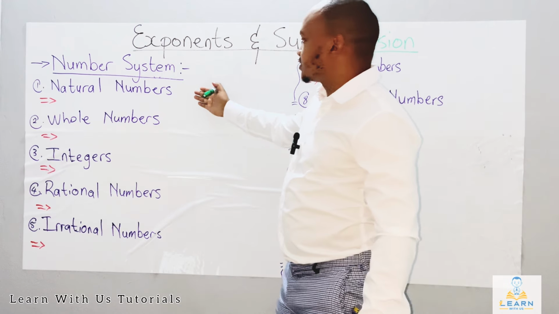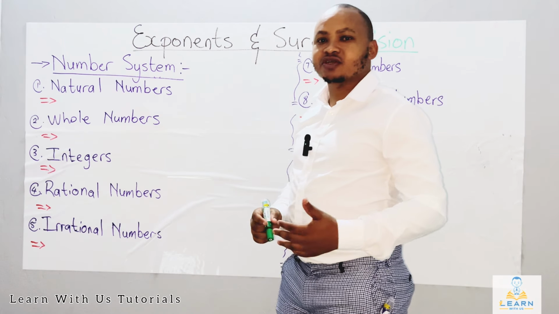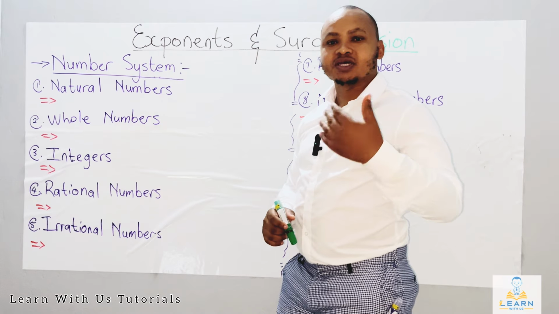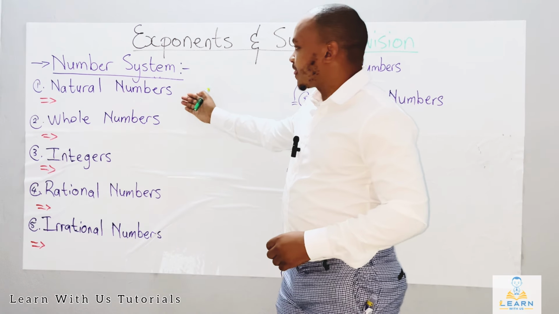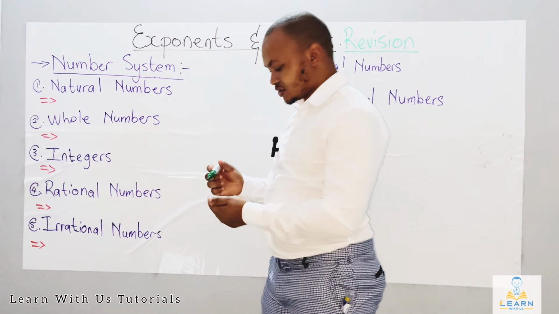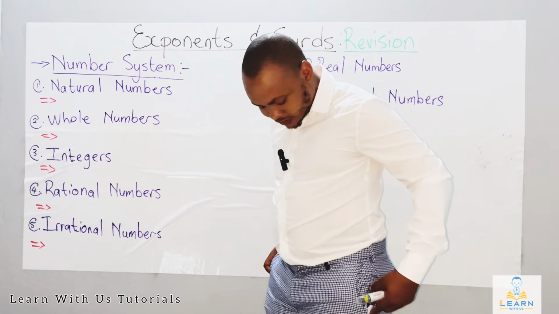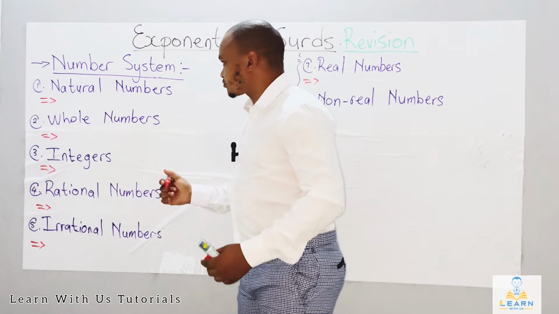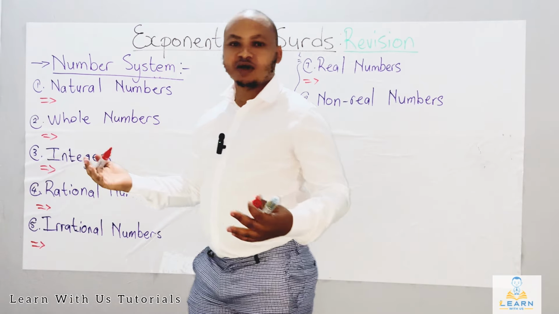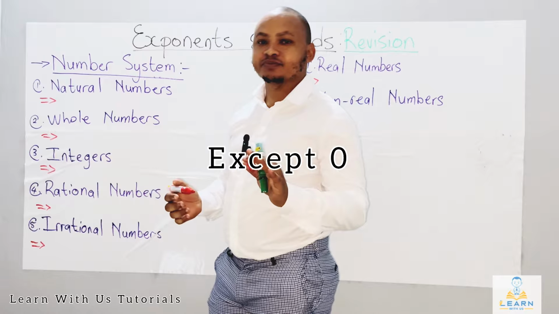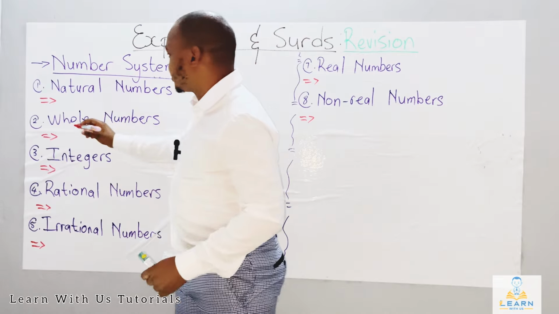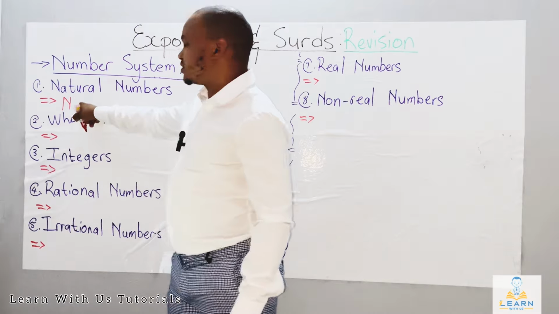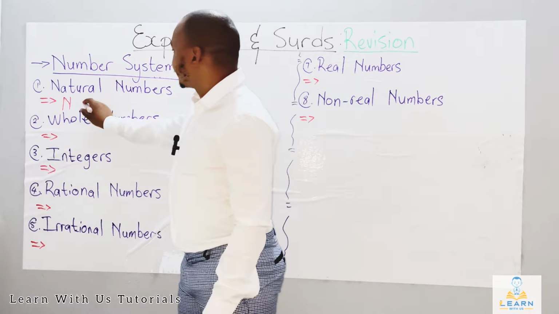Let's have a look at natural numbers. Natural numbers by definition, I'll try and keep it short for you so that it's easy to recall. Natural numbers are the numbers that we use for counting, except for 0. Counting numbers except for 0. And this would be the symbol that we use for natural numbers. It's like a capital letter N.